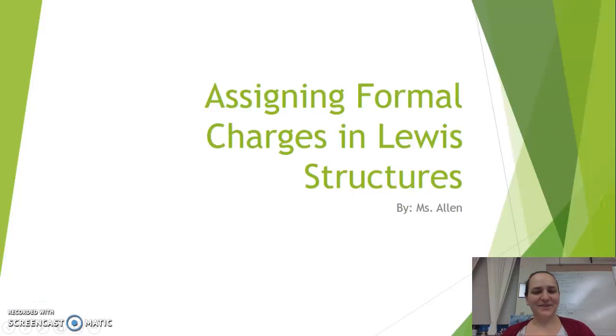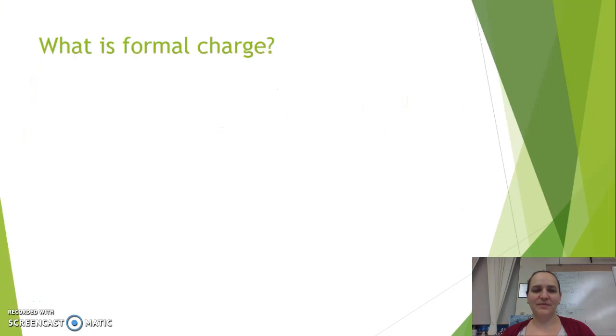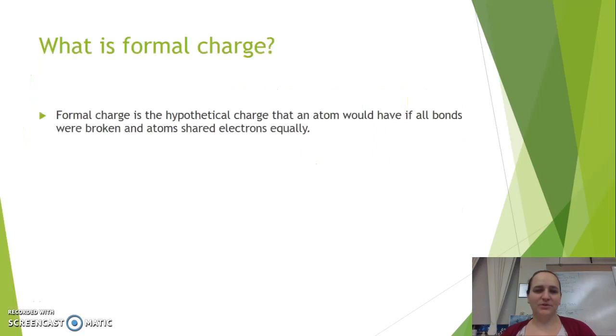Hi guys, so in this video I'm going to be showing you how to determine the formal charge on every atom in a Lewis structure. So first off, what is formal charge? Formal charge is the hypothetical charge that an atom would have if we took all of the bonds and broke them in half and the atoms ended up sharing the electrons equally.